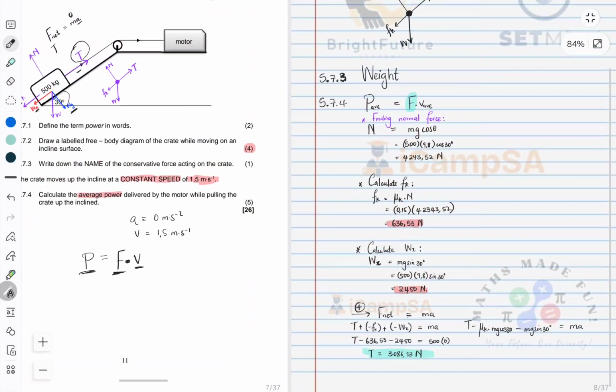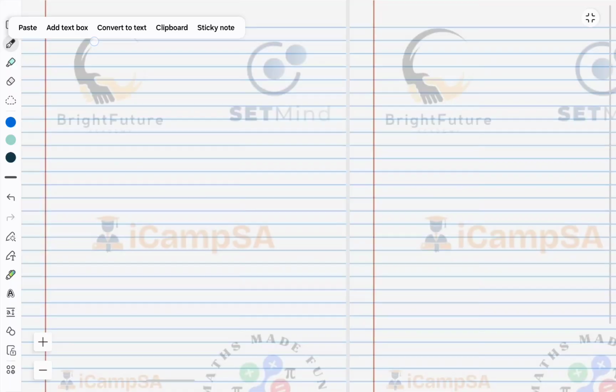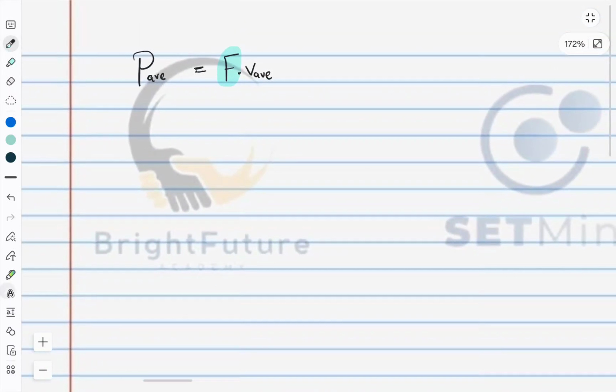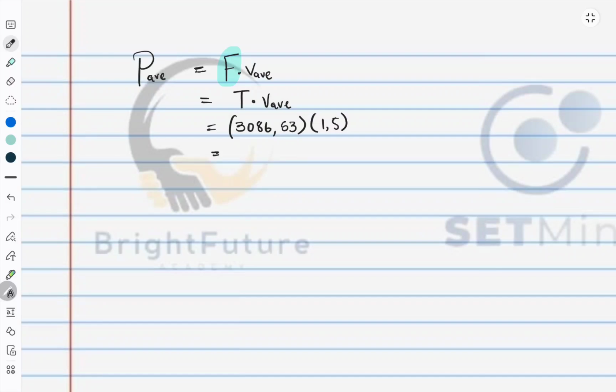Let us continue. Now we are going to find our average power, P average. So this is equal to T times the 3086 we just calculated, all of this times our 1.5, which is our constant velocity. When I do that, I get 4,629.80. This is not money, so I don't need to separate.